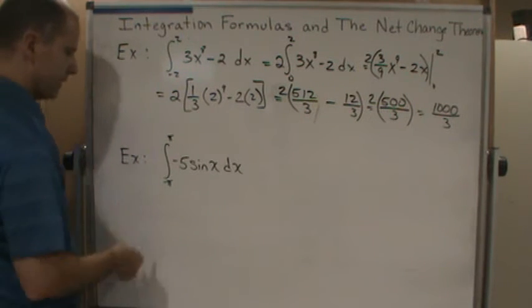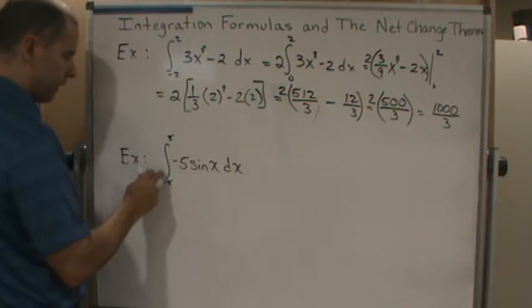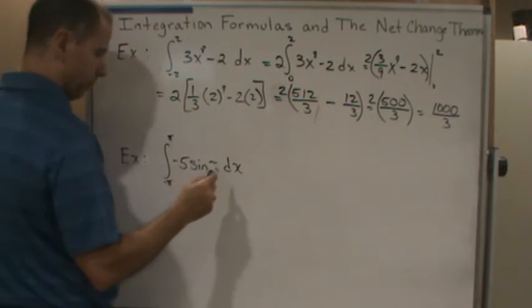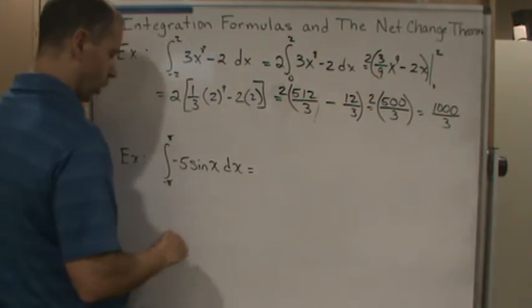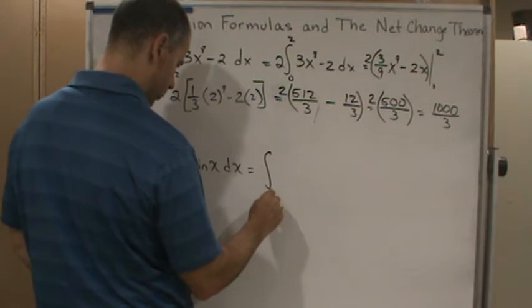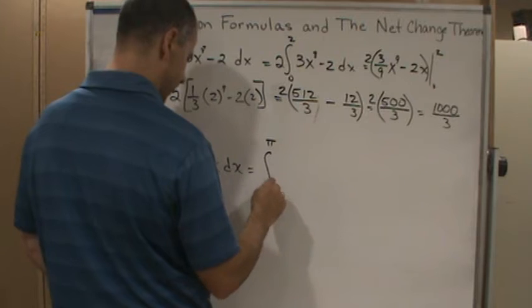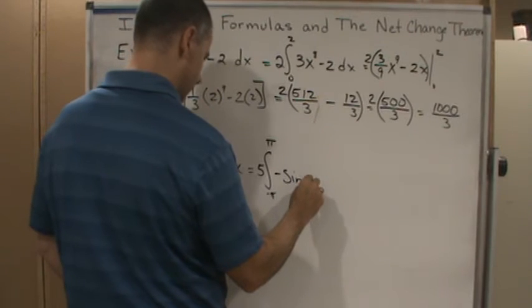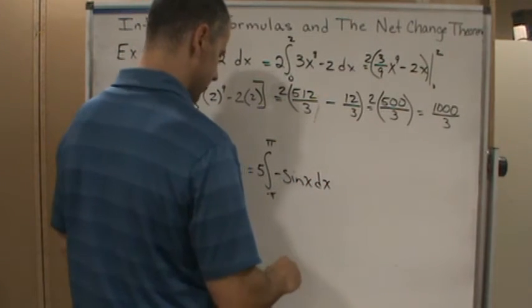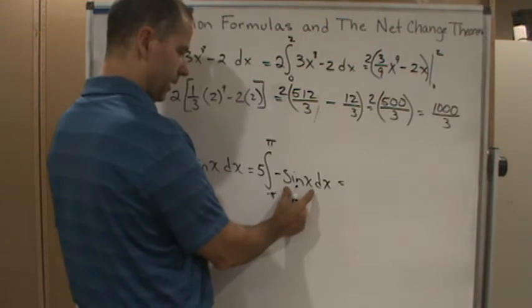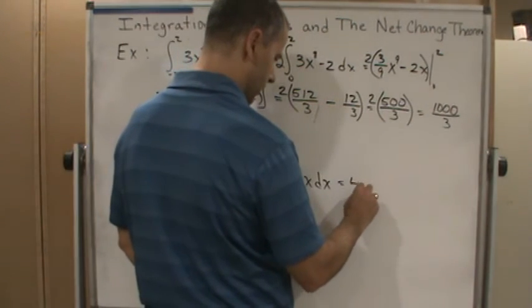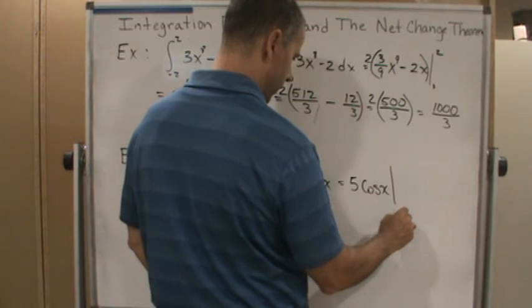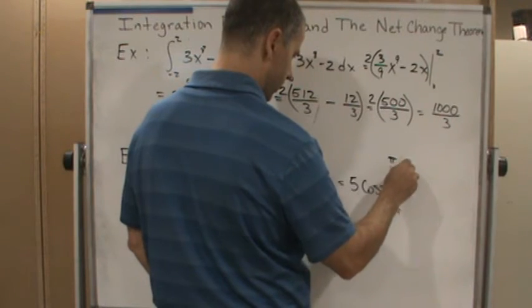Okay, now, this is an odd function, so we know that the evaluation of this integral will be 0. Okay, but let's prove it. Let's verify that. So, again, this is going to be an integral from -pi to pi. I'm going to pull the 5 out and leave the negative. So this is going to be negative sine x dx. And so, again, the antiderivative of negative sine x is cosine x. So this is going to become 5 times cosine x evaluated from -pi to pi.